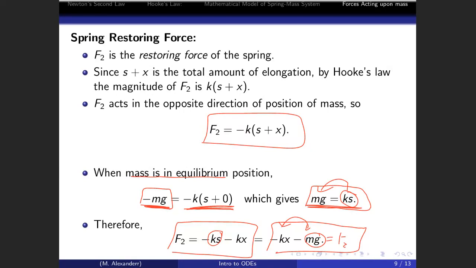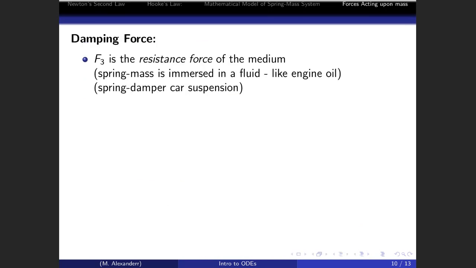My F2 force is given by negative Kx minus Mg, and F2 is related to my spring restoring force. So this is the force related to the spring, that the spring does. All right, so now another force that we want to take care of is the following.